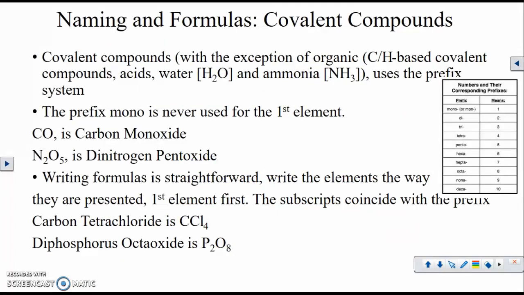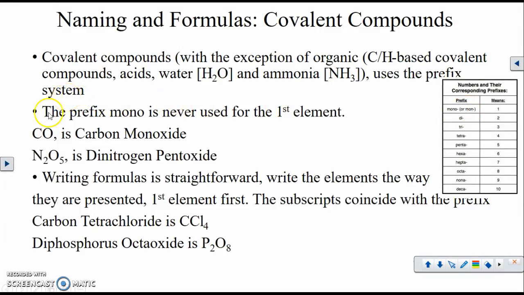So how do we name covalent compounds? The way that we name covalent compounds is actually quite straightforward because we have this thing called prefixes. Mono means one, di means two, tri means three, so on and so forth. We just indicate the number of atoms by using this prefix system. FYI, we do not use mono for the first atom. The first atom, if there's only one of it, never gets the mono.